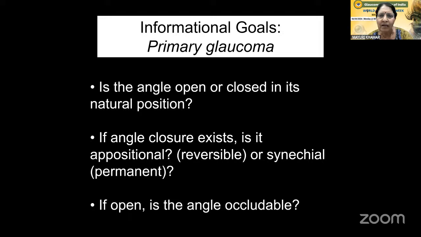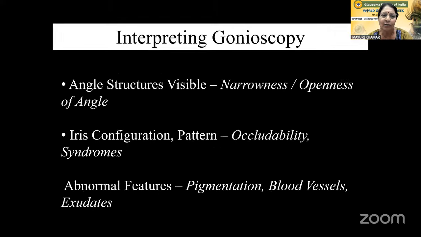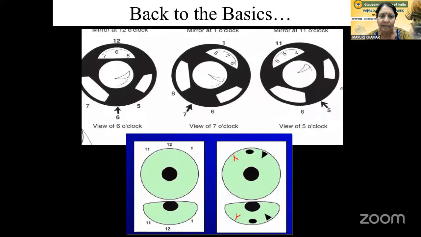The informational goals for primary glaucoma: is this angle open or closed in its natural position? If the angle is closed, is it a positional closure or synechial closure? And if it is open, is this angle occludable in the future? So when we interpret the gonioscopy, we look at the angle structures visible, which decide the narrowness and openness of the angle. Iris configuration and patterns will give us occludability, and syndromes and abnormal features like pigmentation, blood vessels, etc. should also be seen.